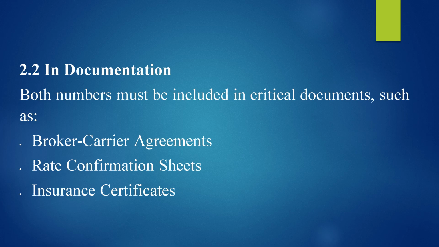That's going to be your carrier packets, right? Your rate confirmation sheets, whether it's your rate or your load confirmation, and then your insurance certificate. So when you send them that information, the numbers have to be on your COIs, your certificate of insurance. If they're not on there, that paperwork is going to end up causing you problems.